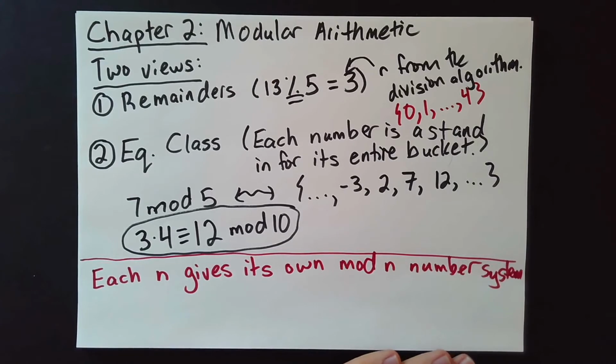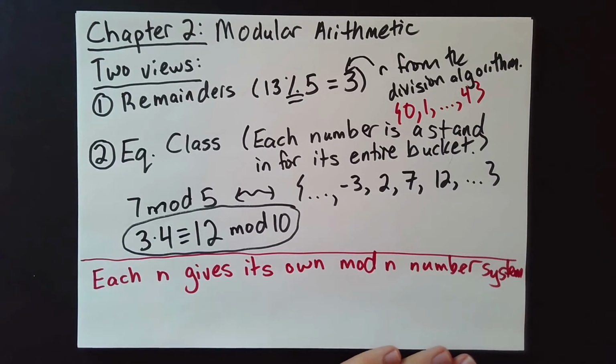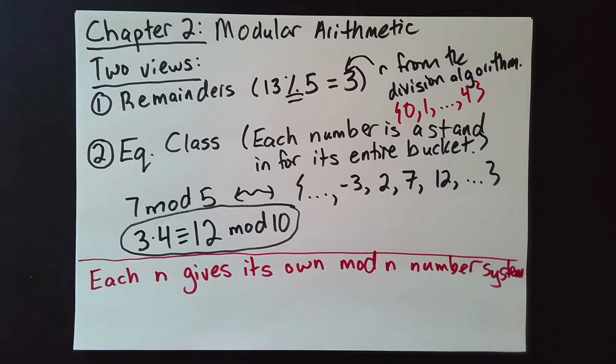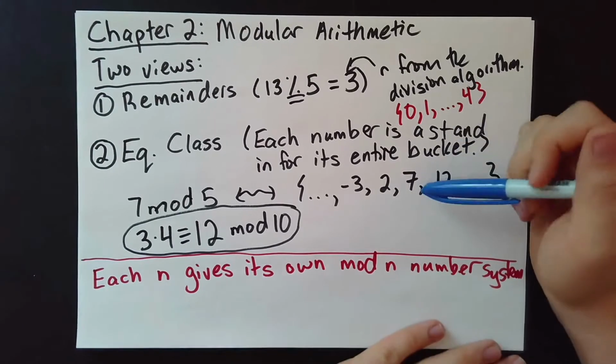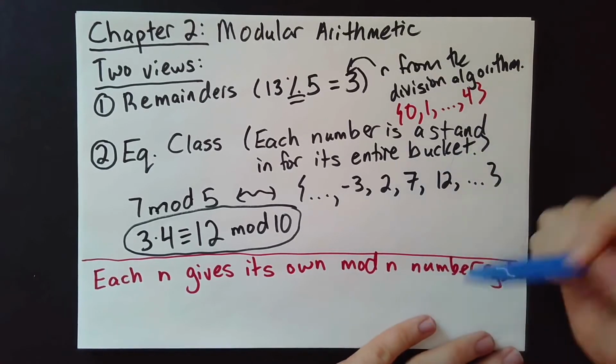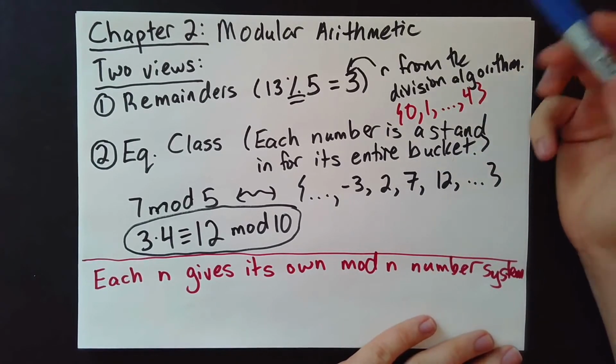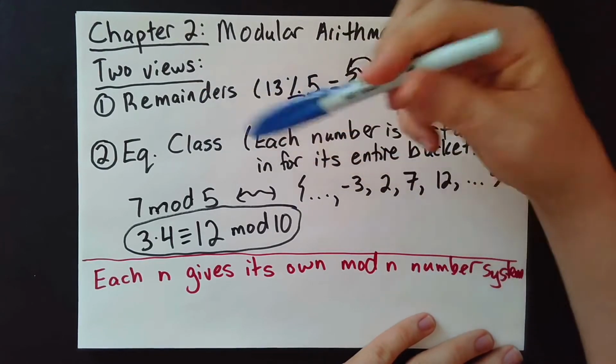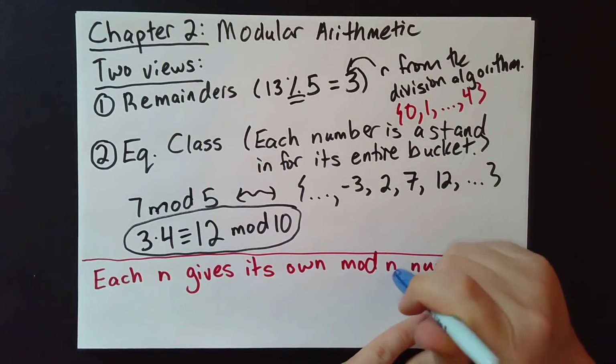So I'm not just giving you one new number system, I'm giving you infinitely many new number systems. So the mod 2 number system, the mod 3 number system, the mod 4 number system, and so on and so forth. And each of these number systems has its own operations and its own properties. Now, an important thing to note here is that regardless of which of these two views you take, there are only n things mod n.